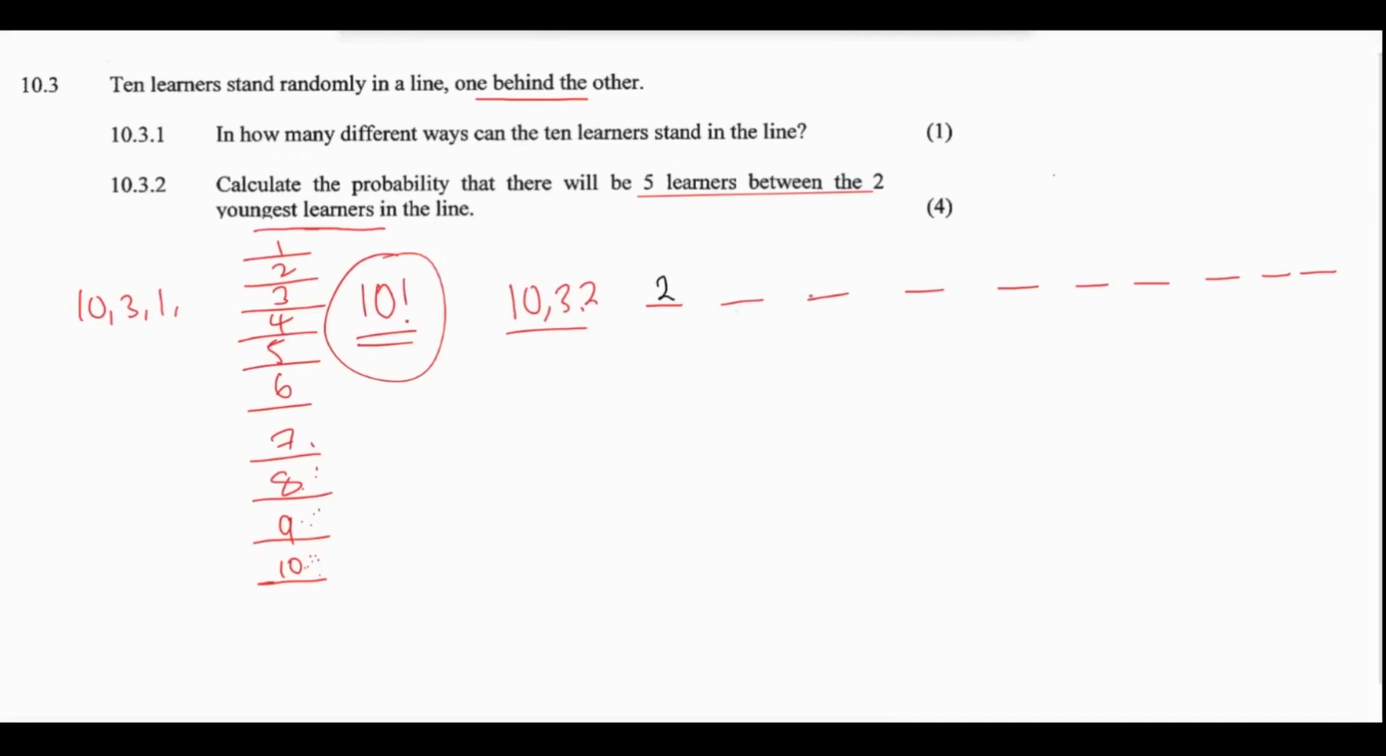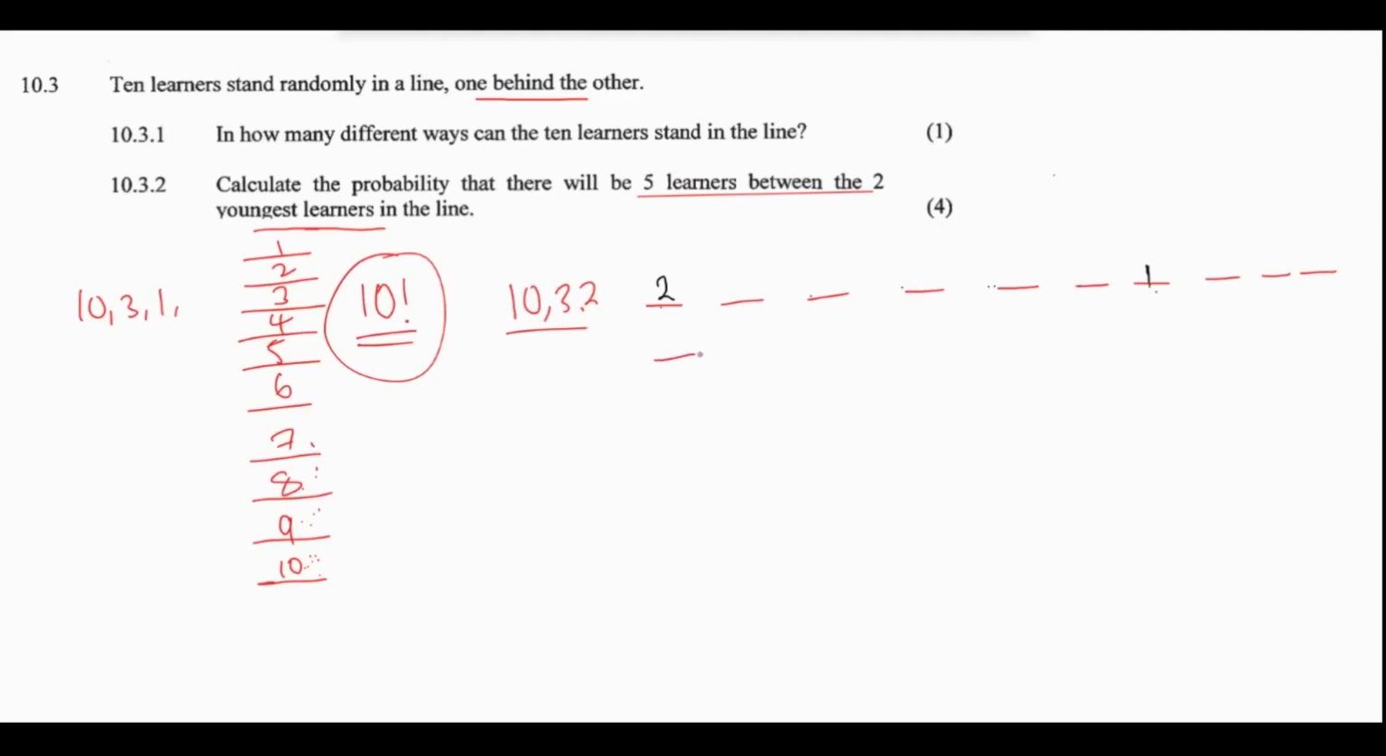And then we have 1, 2, 3, 4, 5. And then for this slot, we have only one choice. The first slot, we have 2 choices. Then if one of them occupies the first slot, we only have one choice for the other slot, which is slot number 1, 2, 3, 4, 5, 6, 7. Slot number 7, because there must be 5 learners between them. We'll fill in the rest later.